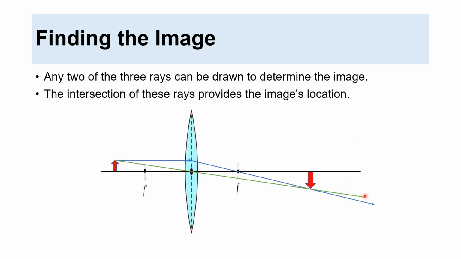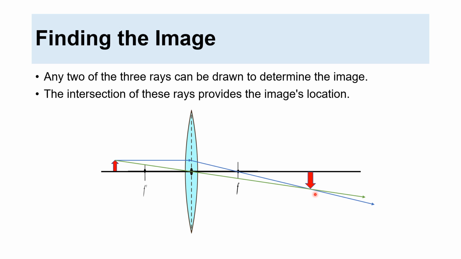In finding the image, any two of the three rays can be drawn to determine the image. The intersection of these refracted rays provides the image location. For example, we have here the object. We're going to use the light rays coming from the tip of the object. So the first ray is the parallel ray from the tip directed towards the lens. As discussed, that ray will refract towards the focus. Another ray is coming from the tip. When it passes through the optical center, it will not deviate. So it will go that way.